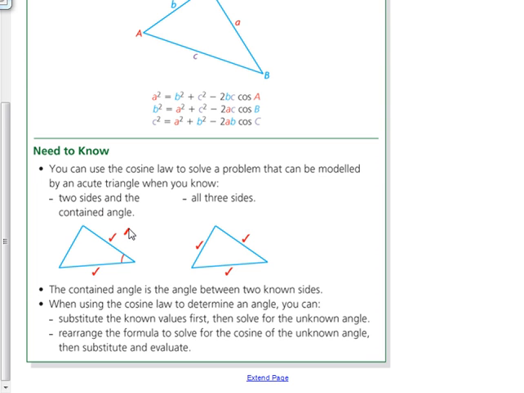So you have side, angle, side. Or you know all three sides, and then you can solve for an angle. The contained angle is the angle between the two known sides. When using the cosine law to determine an angle, you can substitute the known values first, then solve for the unknown angle, or you can rearrange the formula to solve for the cosine of the unknown angle, then substitute and evaluate. It's totally up to you. I like doing it the first way, but you can do it the first or the second way. It doesn't matter to me.